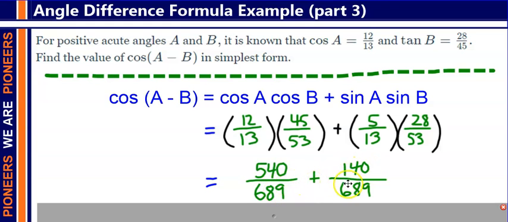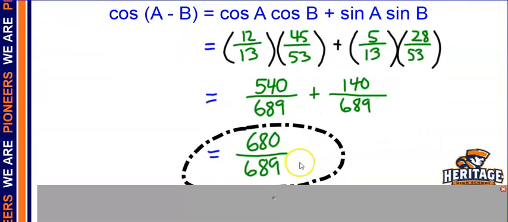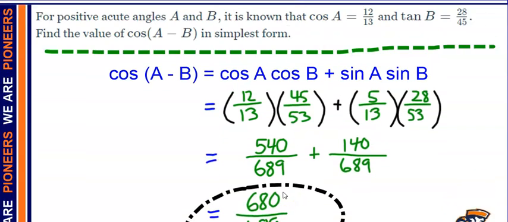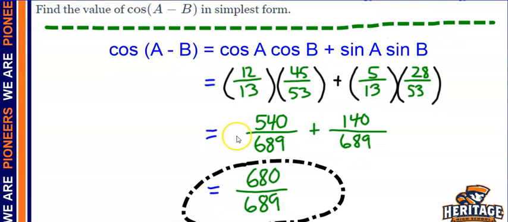Thankfully, again, both fractions have the same denominator, which allows us to add these two fractions together, and all we have to do is add the numerators together. So 540 plus 140 gives us 680 over the denominator 689. That gives us our final answer because it is not reducible at this point. So that is the end to this lesson. Again, if you get stuck, make sure to watch the Delta Math video too, which also does a more thorough explanation of these types of problems.